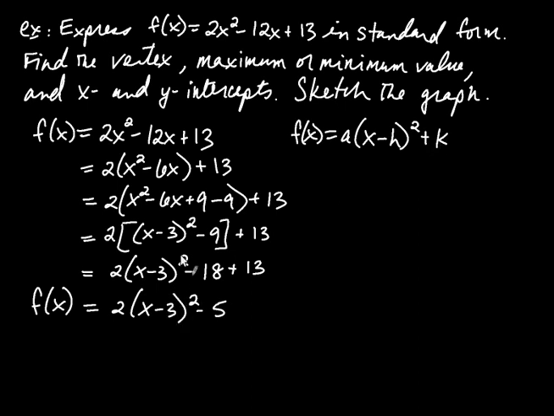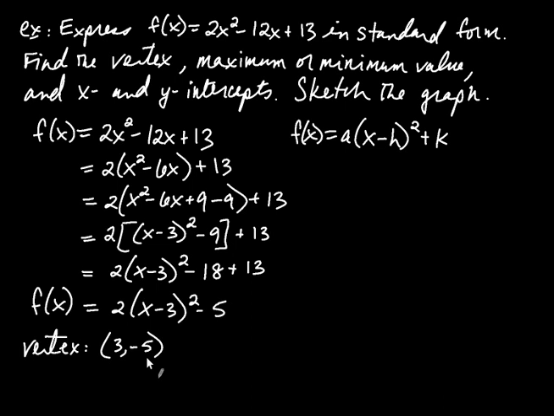And when it's in that form, I can now see a few things. First of all, I see the vertex right away. The vertex is the ordered pair (h, k), in this case 3, negative 5. So it's 3, comma, negative 5.